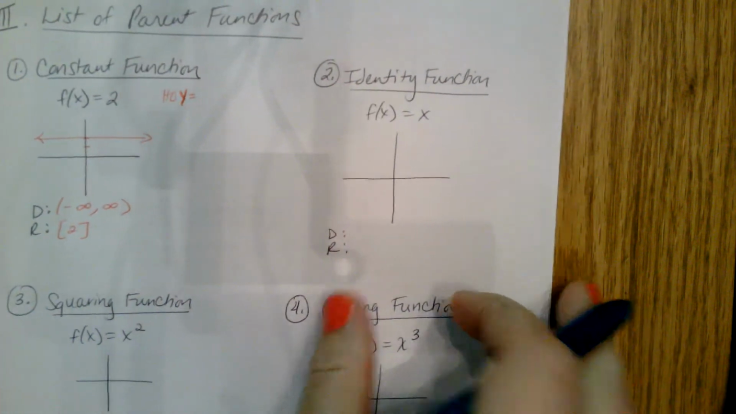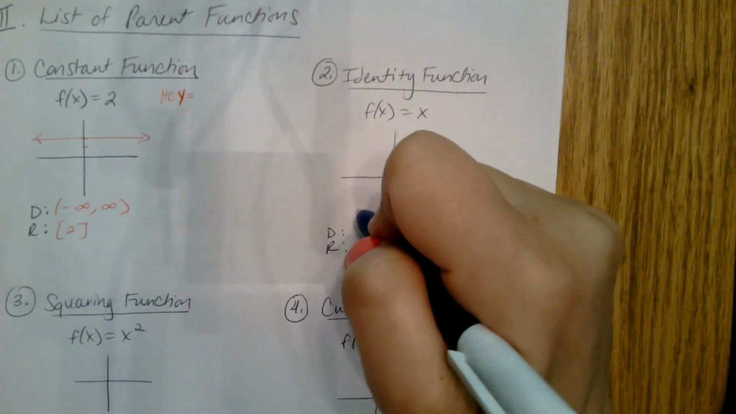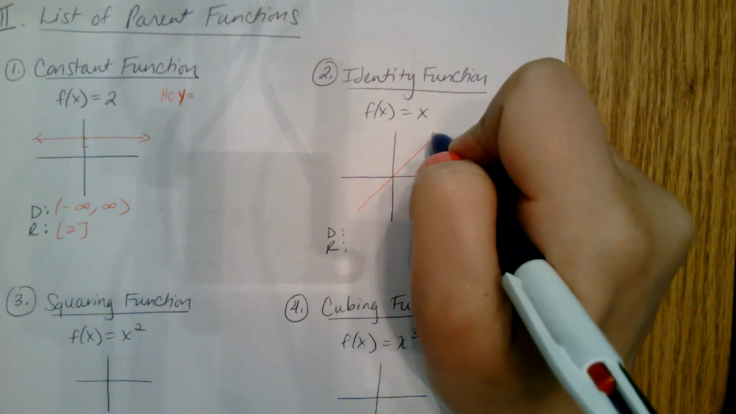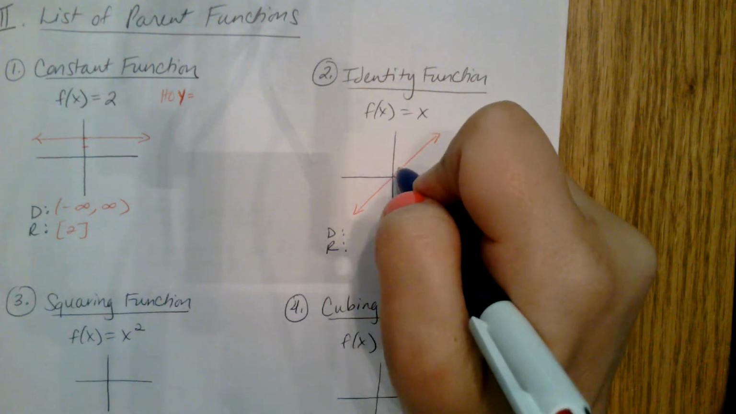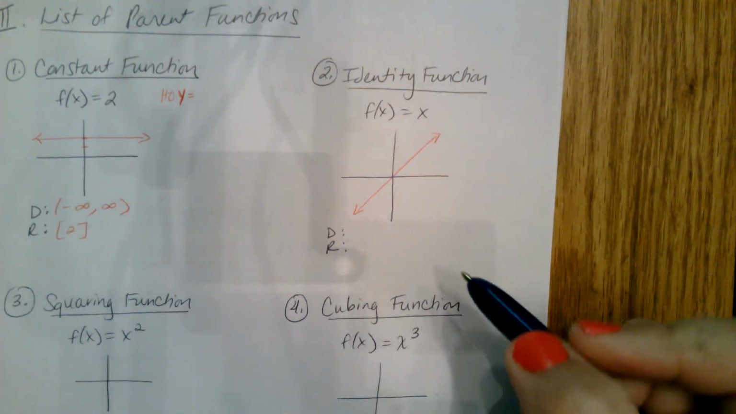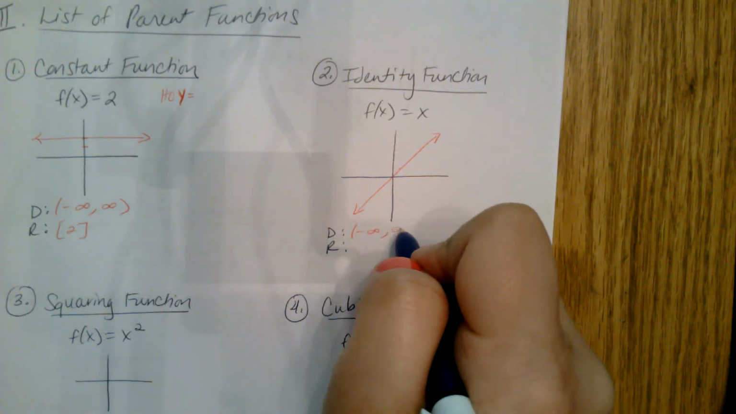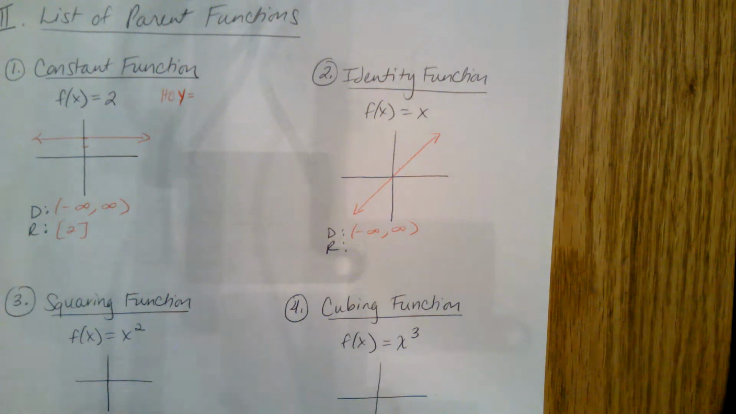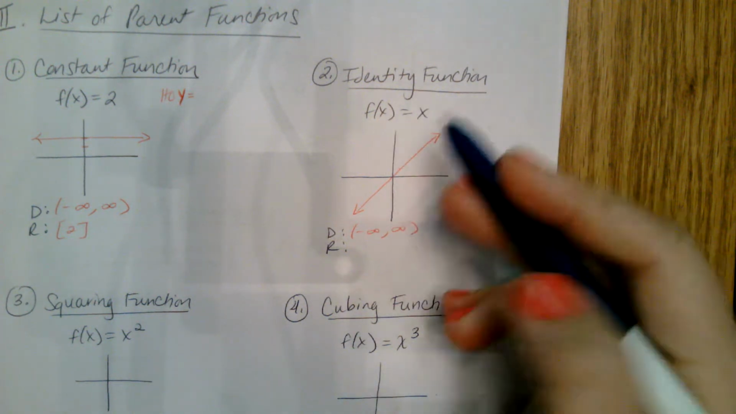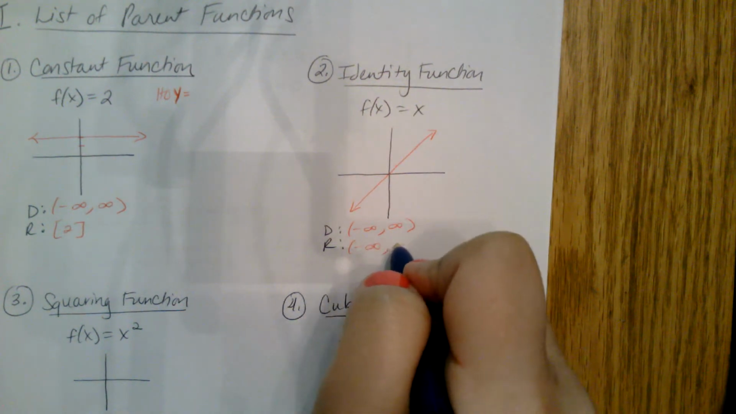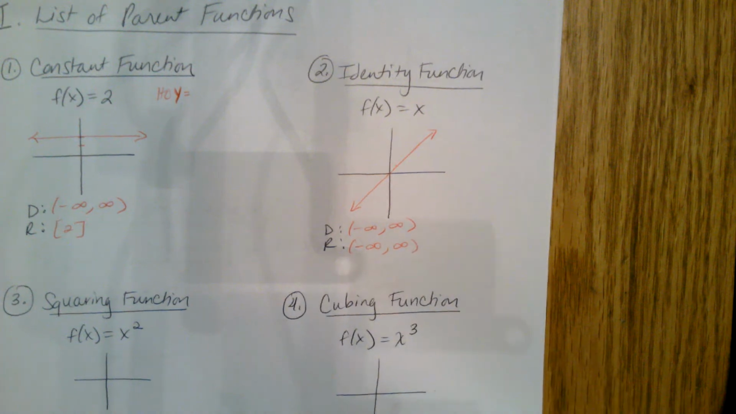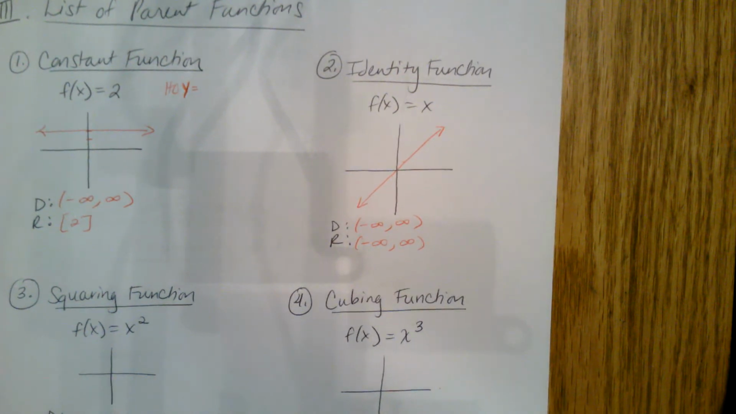The identity function is another parent function. The identity function goes right through 0, 0. It goes up 1 over 1, up 1 over 1. The domain, how wide is this picture getting? It's getting pretty big, negative infinity to infinity. The range along the y-axis is also negative infinity to infinity. Again, pause this so you can copy these down.